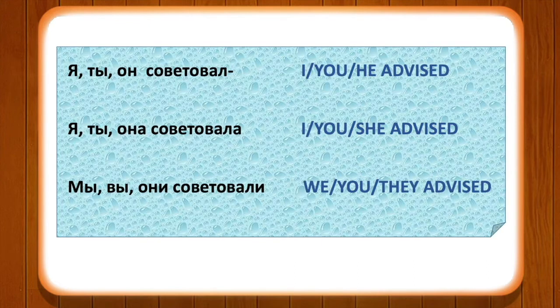And its conjugation in past is ya, ti, on savetaval. Ya savetaval means I advised. Ti savetaval, you advised. On savetaval, he advised. Ya, ti, ana savetavala for feminine gender. Ya savetavala means I advised. Ti savetavala, you advised. Ana savetavala, she advised. And for plural, me, we, ani savetavali. Me savetavali, we advised. Vi savetavali, you advised. Ani savetavali, they advised.